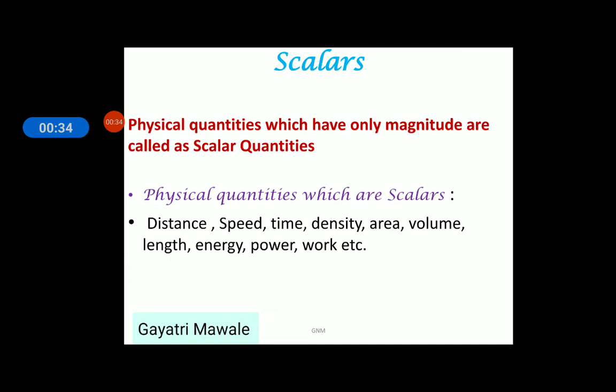Scalar quantity. Physical quantities which have only magnitude are called scalar quantities. Physical quantities which are scalars are distance, speed, time, density, area, volume, length, energy, power, and work. To describe all these quantities, we have to state only their magnitude.